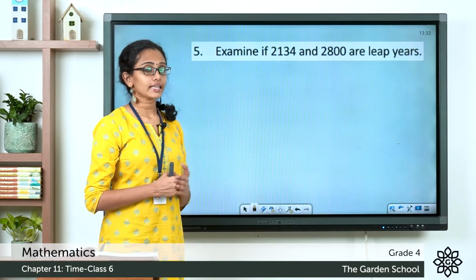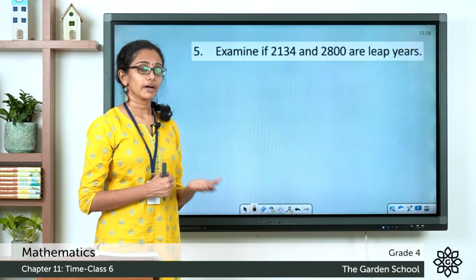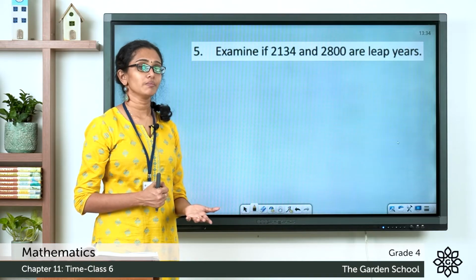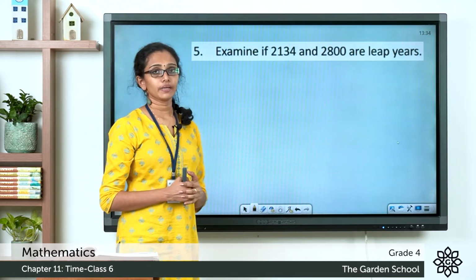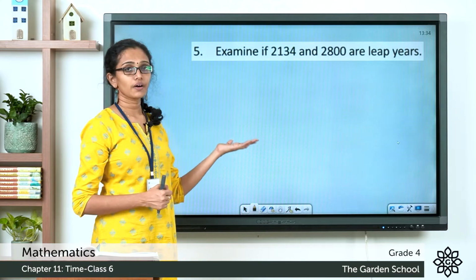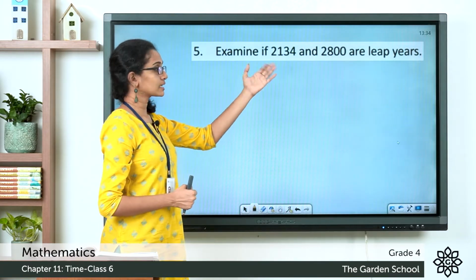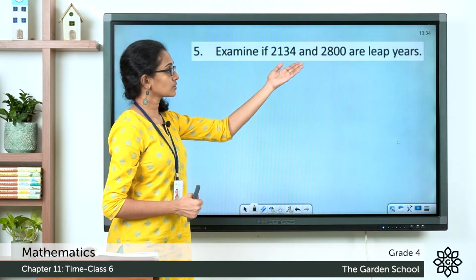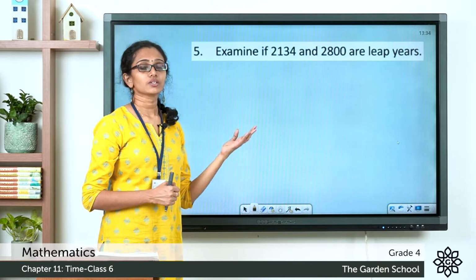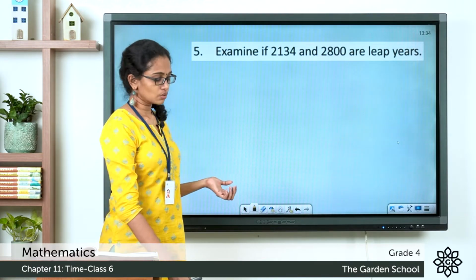You just divide the given year by 4, and if it is completely divisible by 4, it will be a leap year. So what you have to do here? You have to divide 2134 and also 2800 by 4 and check the divisibility. So let's do the division.